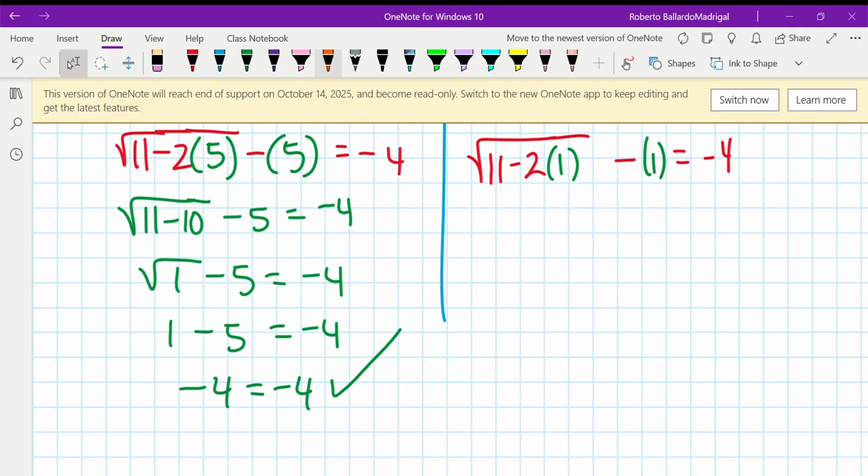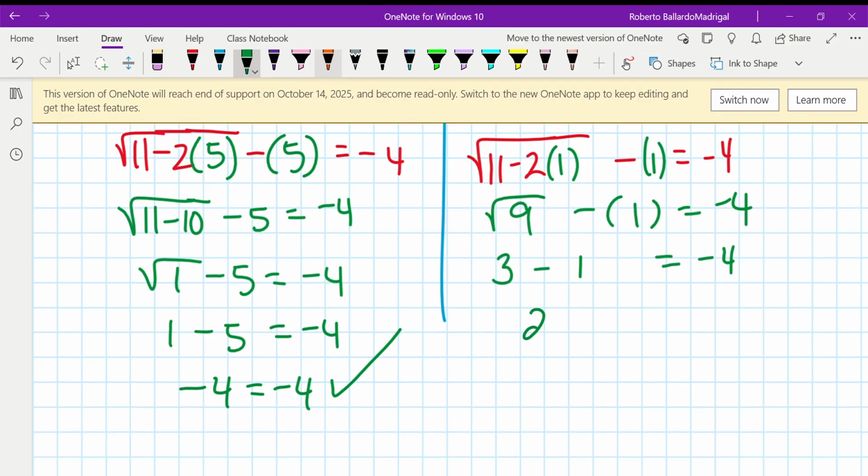Let's test out the next solution. See if that one works. All right. 2 times 1 is 2. So this is 11 minus 2, which is going to give you 9. This is radical 9 minus 1 equals negative 4. Well, the square root of 9 is what? 3. 3 minus 1 gives me 2. Is 2 equal to negative 4? No, these are different numbers, so this is not true. This is not a solution.